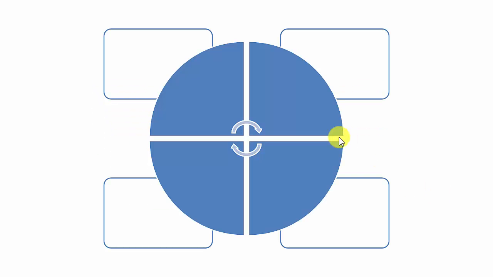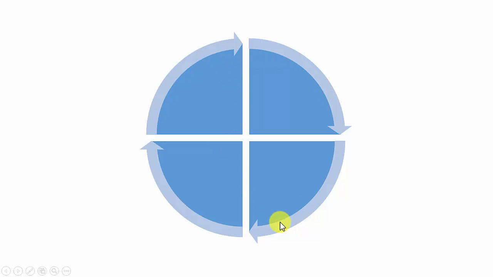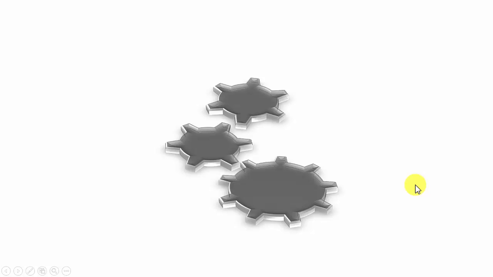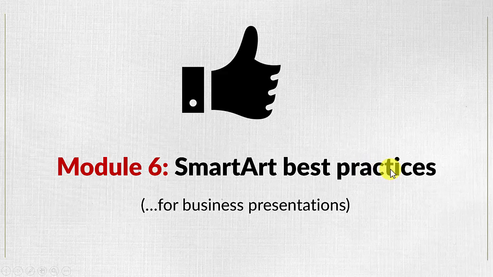For example, you can take the 4 quadrants from this basic SmartArt graphic to create an awesome 3D diagram like this. You can pick the circular arrows from this basic SmartArt graphic to create a stylish looking circular arrow graphic like this. In fact, you can extract useful graphic elements like gears, curved arrows, etc. from simple SmartArt graphics and apply any effect you want. In the next module, I share with you the best practices in using SmartArt for your business presentations.